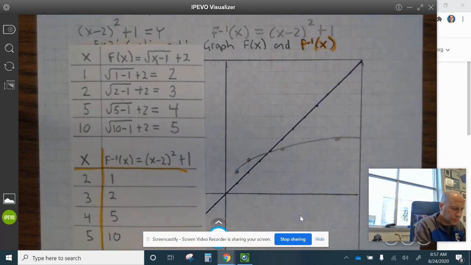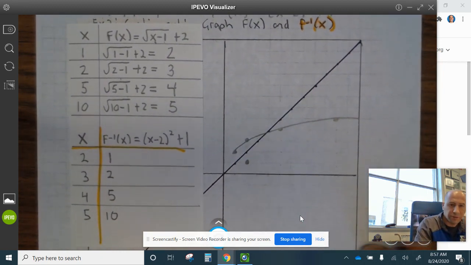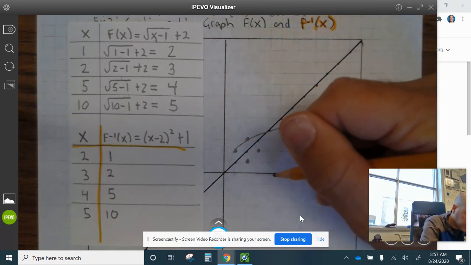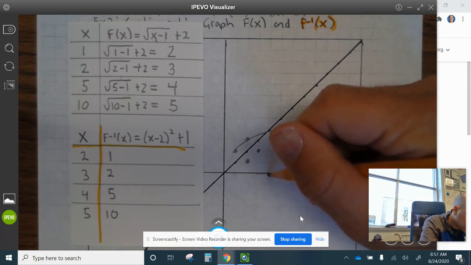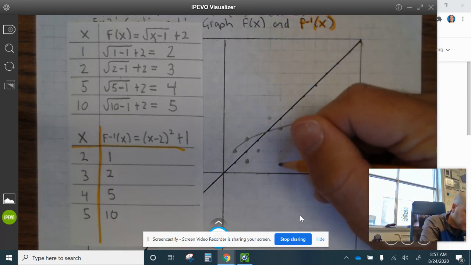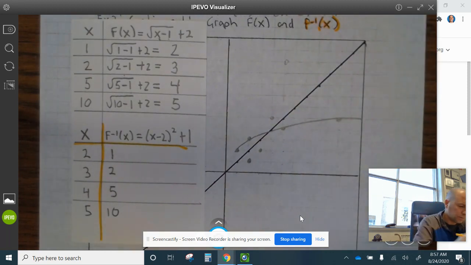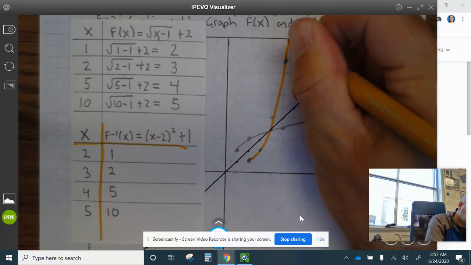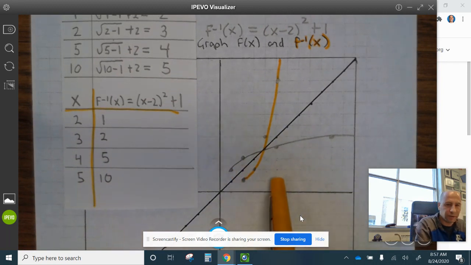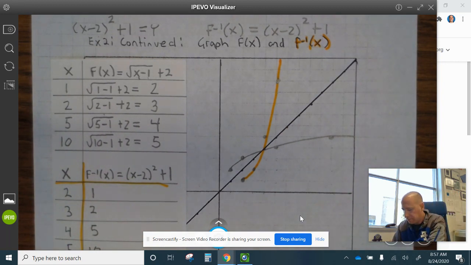Okay, so our first point is 2, 1, 3, 2. So 1, 2, 3, 1, 2. And then 4, 5, 1, 2, 3, 4. And then 5, 1, 2, 3, 4, 5, 6, 7, 8, 9, 10. Okay. So you see here they reflect over the f of x equals x line. So they are inverses. Let's attach this.